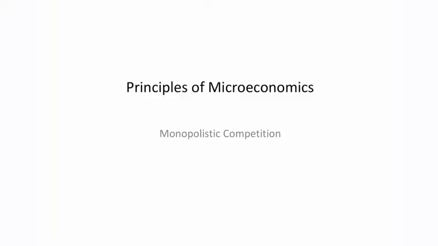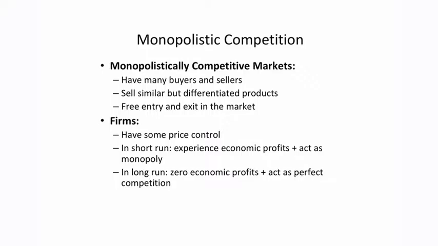In monopolistically competitive markets, what we see is that we have lots and lots of buyers and lots of sellers. But each seller is selling a similar but slightly differentiated good. We still have free entry and exit into this market, so there's no cost for firms to enter or exit.